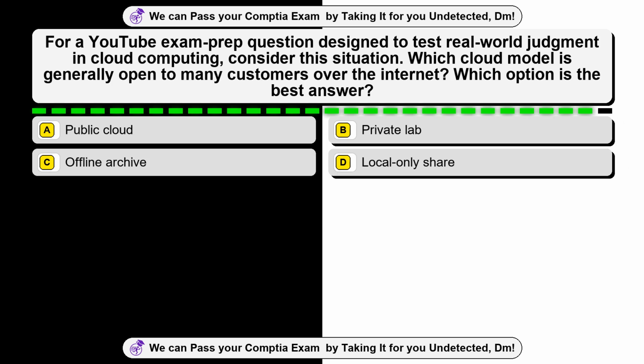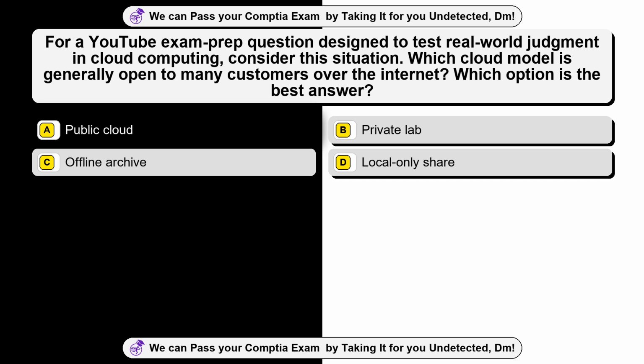Question 20. For a YouTube exam prep question designed to test real-world judgment in cloud computing, consider this situation. Which cloud model is generally open to many customers over the internet? Which option is the best answer? Option A, public cloud. Option B, private lab. Option C, offline archive. Option D, local only share.